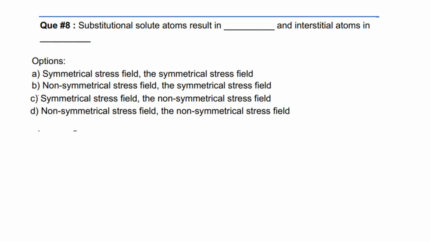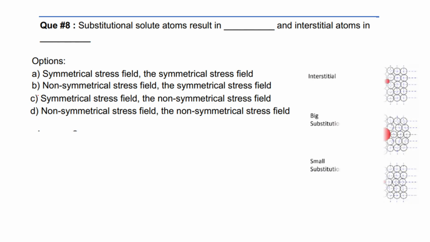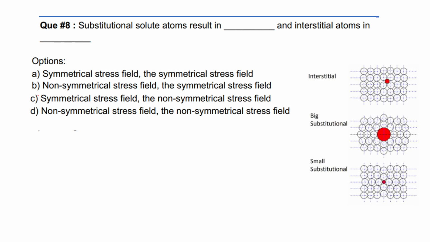Non-symmetrical and symmetrical. A substitutional solute atom means, I can see here, a big substitution or a small substitution. So where is the symmetrical stress field coming, and where is the non-symmetrical stress field coming? If the atom is substituted, it will be symmetrical. And if it is an interstitial, what will happen? It will be non-symmetrical.